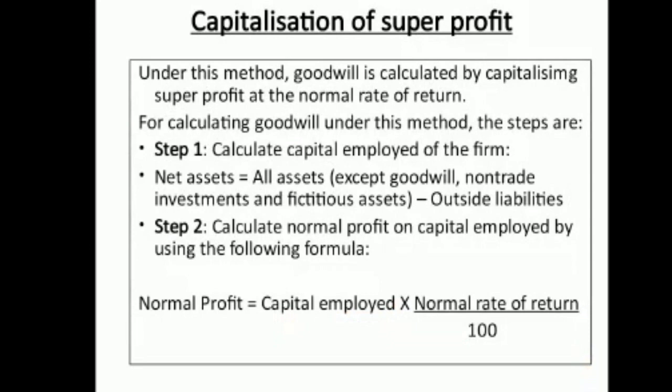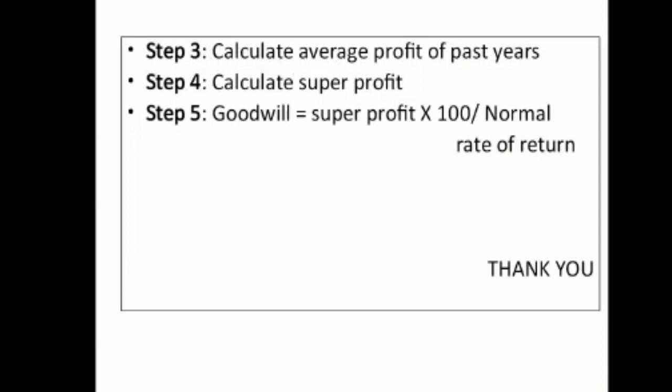In the previous method, capitalization of average profit, we divided by the normal rate of return. In this super profit method, we multiply. Whatever amount we calculated as capital employed has to be multiplied by the normal rate of return, which will be given in the sum. Next, the super profit is calculated as average profit minus normal profit, the average profit we have calculated already. Next, the goodwill is calculated as super profit multiplied by 100 divided by the normal rate of return.